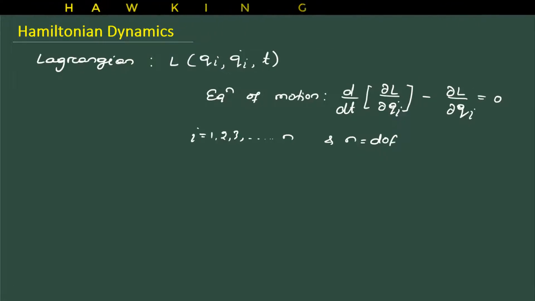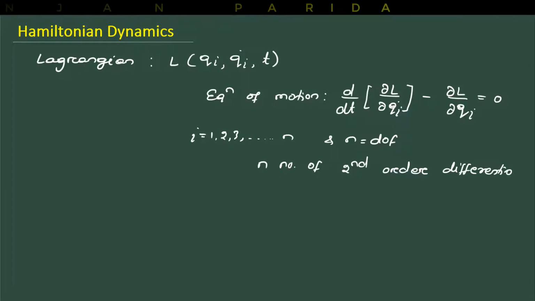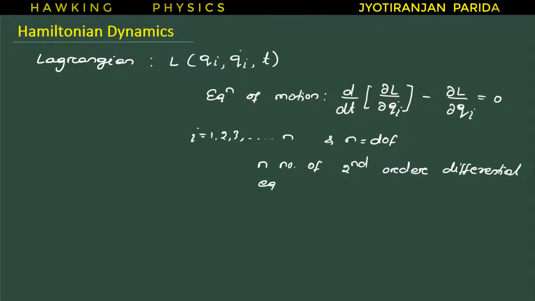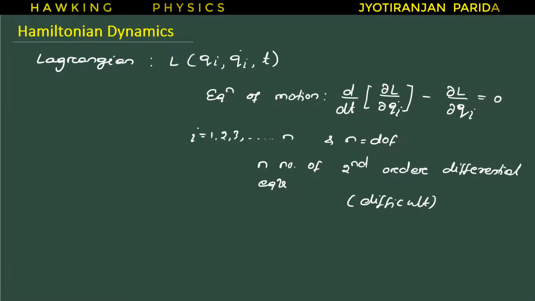In this equation of motion, we can see that we have to solve a second order differential equation. That is, we have to solve n number of second order differential equations, which is very difficult to solve. Yes or no? So, to overcome this difficulty, we use the Hamiltonian formulation.